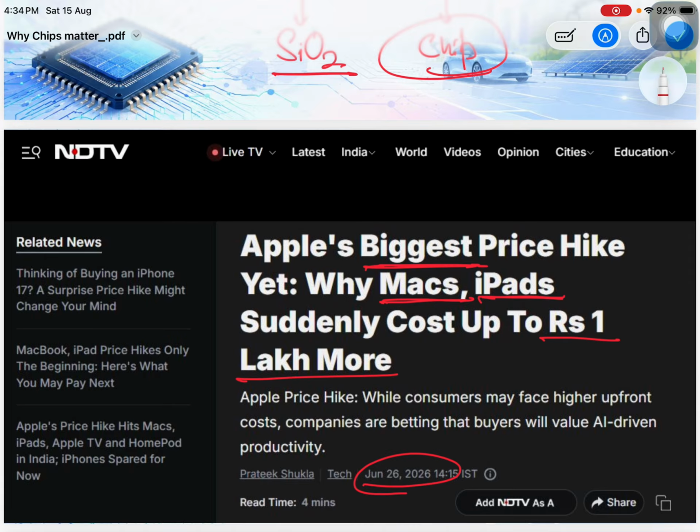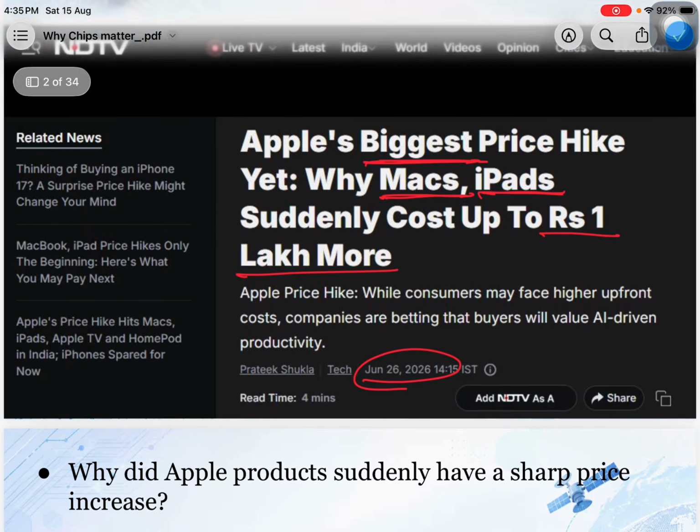There is also a scarcity of Apple products in the market, online and offline both. So, this current affair, this single news, has a direct implication from the semiconductor industry, or we can say the semiconductor ecosystem.